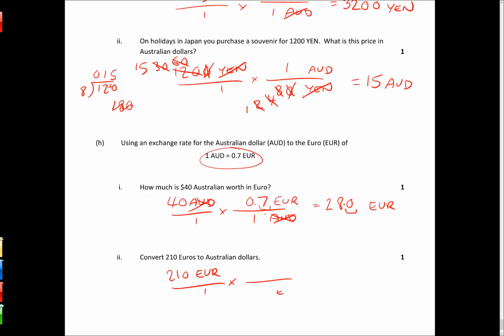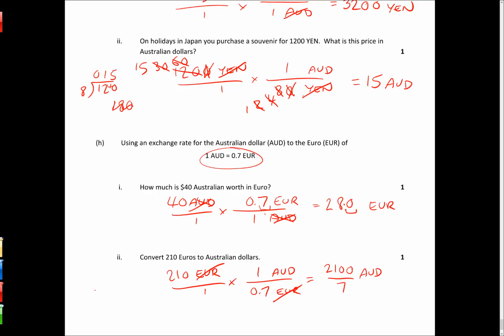Euros on the bottom this time to get rid of it off the top. And 0.7 euros is equal to 1 AUD. So euros is gone, and you can see it's a divide by question now. So I've got 210 on 0.7 AUDs. Remember what we did with division? We said, I don't want to divide by a decimal. I want to times it by 10, as long as I times the top by 10 as well. 210 becomes 2,100, 0.7 becomes 7.